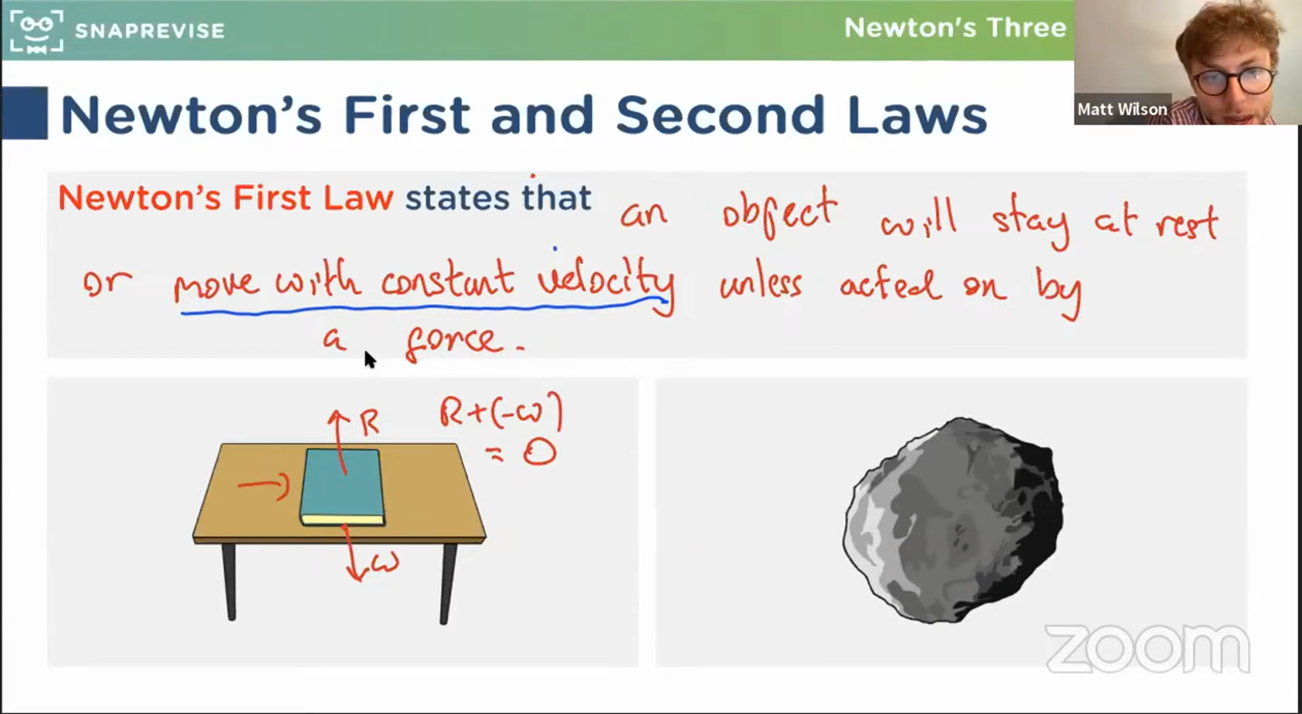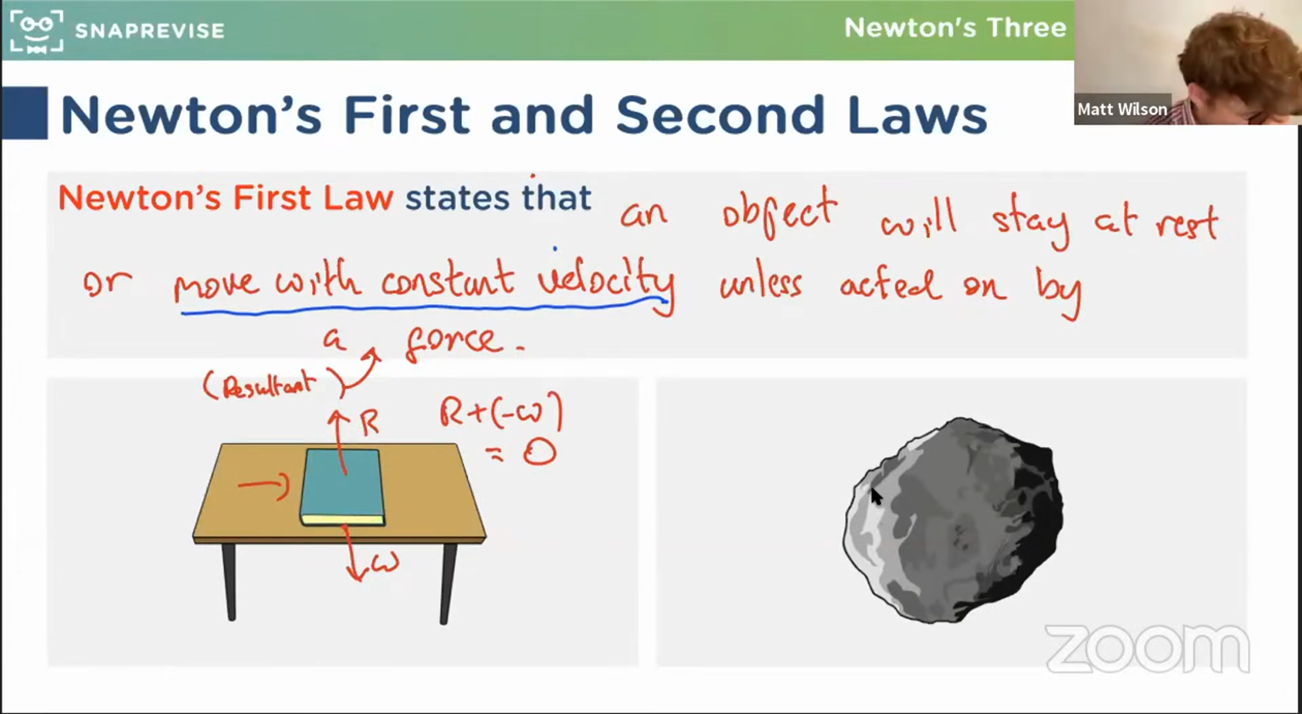So we should probably add in another word here, which you don't usually have to state, but it is actually important to have in the back of your head. Unless acted on by a total or resultant force. In other words, if the resultant force is zero, an object that is at rest will stay at rest. Now let's go back to the blue bit, or move with constant velocity.